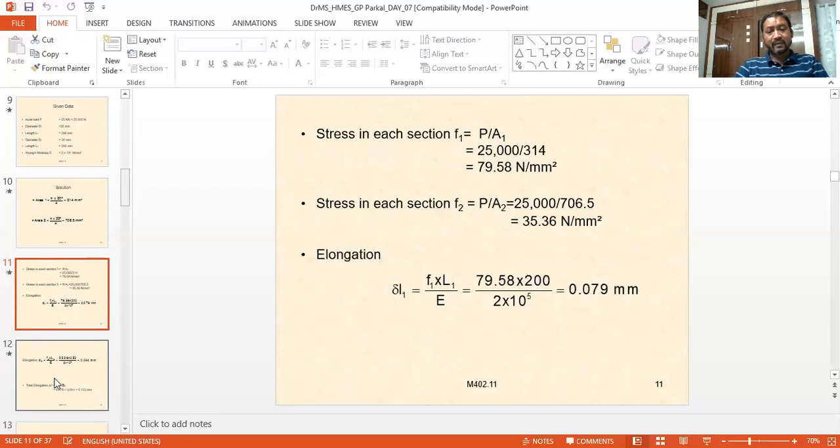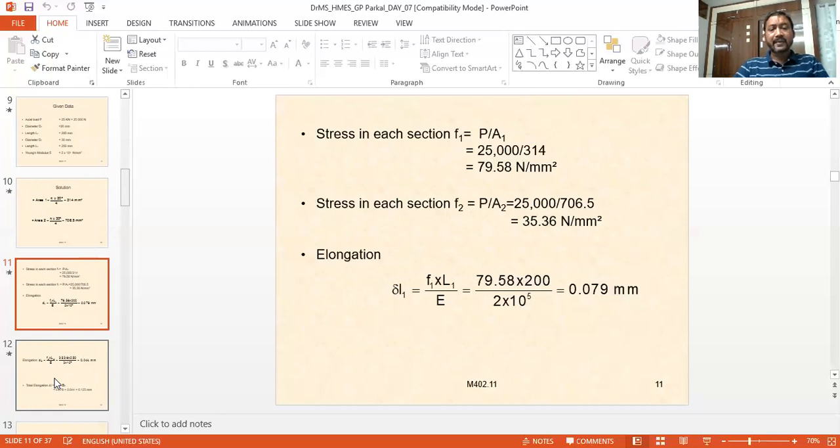Similarly, the stress at section 2, F2, is equal to P2 by A2. Here P2 is nothing but the force acting at section 2, which is also equal to P. Therefore F2 is equal to P by A2. So substituting the values, 25,000 by 706.5, it comes to be 35.36 newtons per square millimeter.